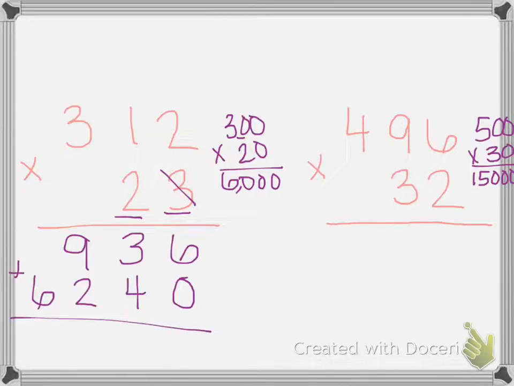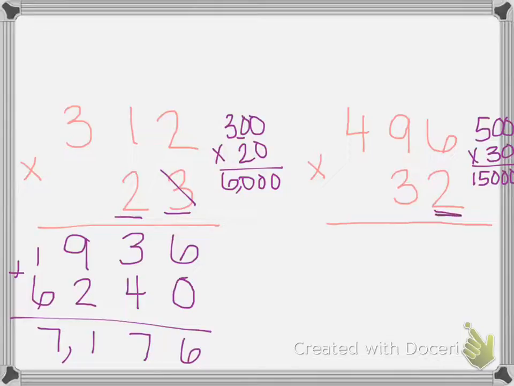Add together. 6 plus 0 is 6. 3 plus 4 is 7. 9 plus 2 is 11. 1 plus 6 is 7. 7,176. The next one says 496 times 2.